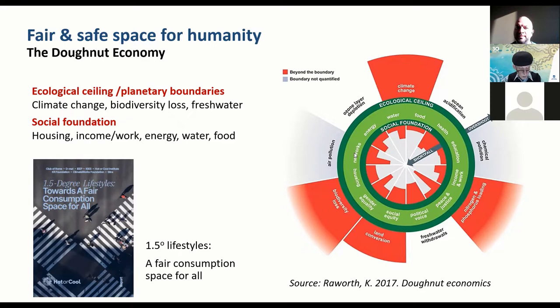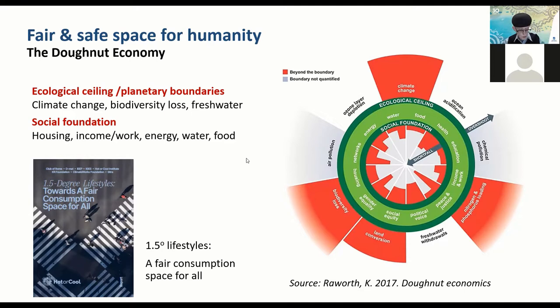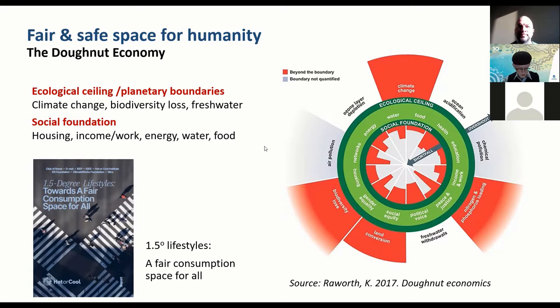So one of the ways to achieve this fair consumption space mentioned by the Hot or Cool Institute is a social guarantee or universal basic services. And I noticed today I was looking at COP26, and they're actually trialing the idea of a universal travel pass, a free travel pass for all, which is great. And that actually embodies the idea of solidarity. Another means this report talks about is carbon rationing, and we can discuss that more in a minute.